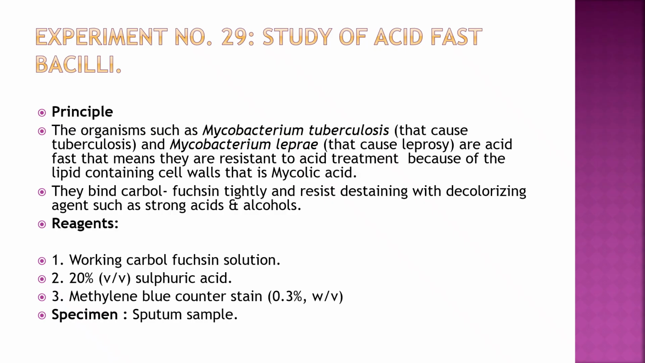And because they are not decolorized, they are not stained by the counter stain, they are stained by carbolfuchsin, that is pink in color. That is why on a blue background, other bacteria are blue in color, pus cells and neutrophils are blue in color, and then you can see pink colored rods of the mycobacteria, either tuberculosis or leprae according to the sample. So in tuberculosis it is a sputum sample, and in leprosy it is skin scraping.